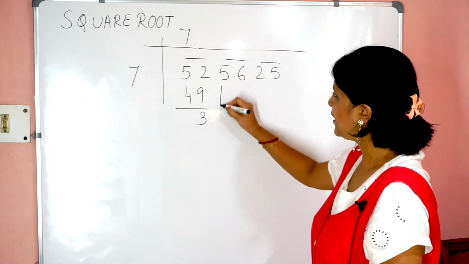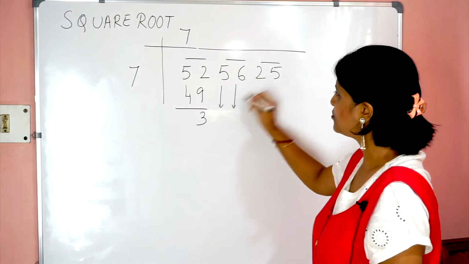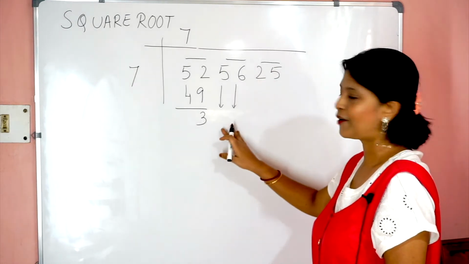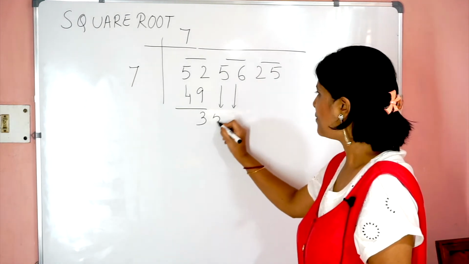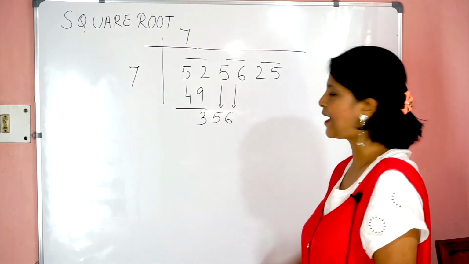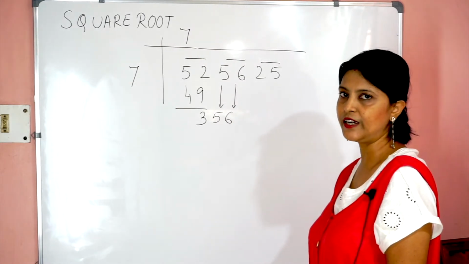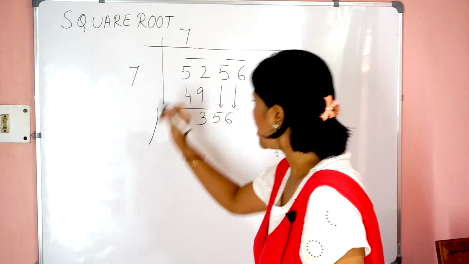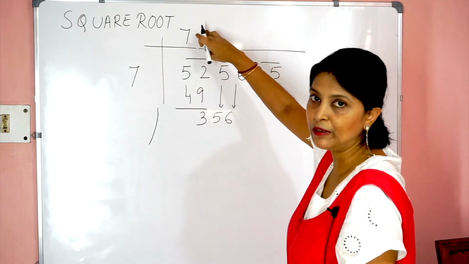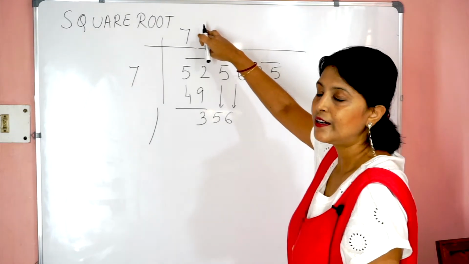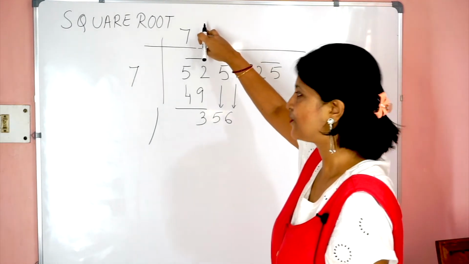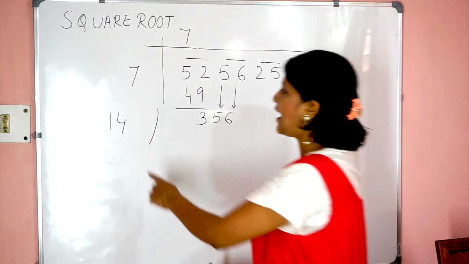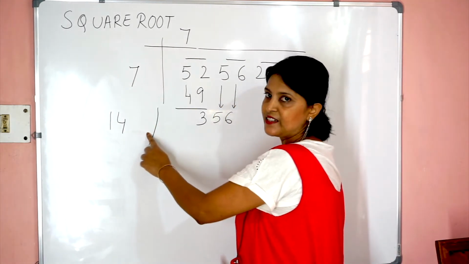Next, I have to bring 2 digits down together. The second pair of digits are to be brought down together. So now I have the number as 356, and the divisor will change. Now we have to take double of the quotient, that is double of 7, that is 14 is to be taken as the divisor, and here I have left a blank space.